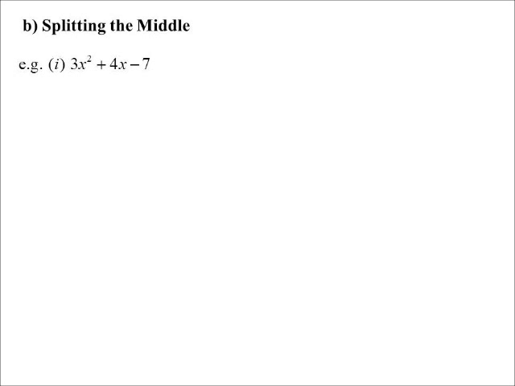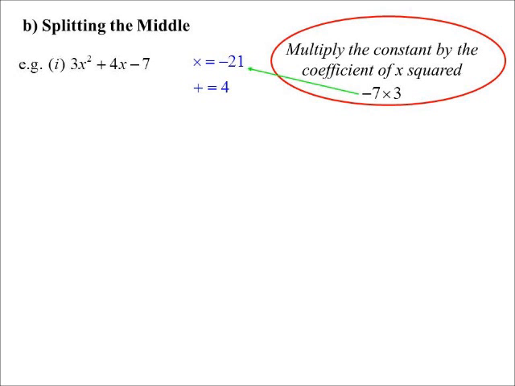Instead of saying what multiplies together to give negative 7 adds together to give 4, we say what multiplies together to give negative 21. So basically you multiply the constant by the coefficient of the x squared. In this case, negative 7 times 3. And adds together to give 4. So we're still using the same idea. I'm looking for two numbers. Multiply together to give something, add together.